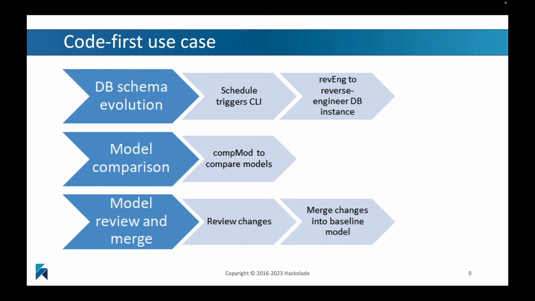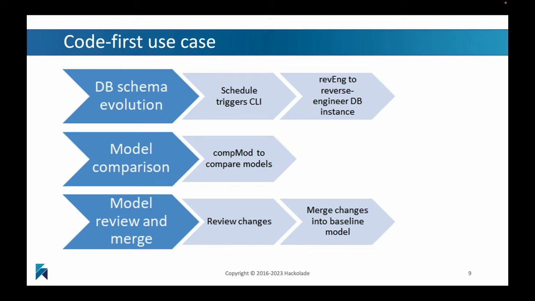Where the developers, because they need some new piece of functionality and they're coding this inside their development environment, actually make some changes to the database schema. Now, that database schema evolution would automatically trigger the command line interface and force a reverse engineering of that database instance into a new version of the database model, which we can then compare to the originally agreed or documented version of the model, right?